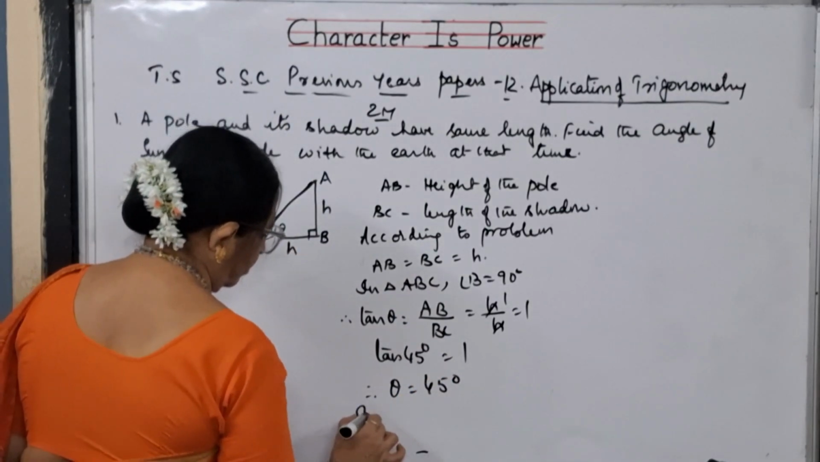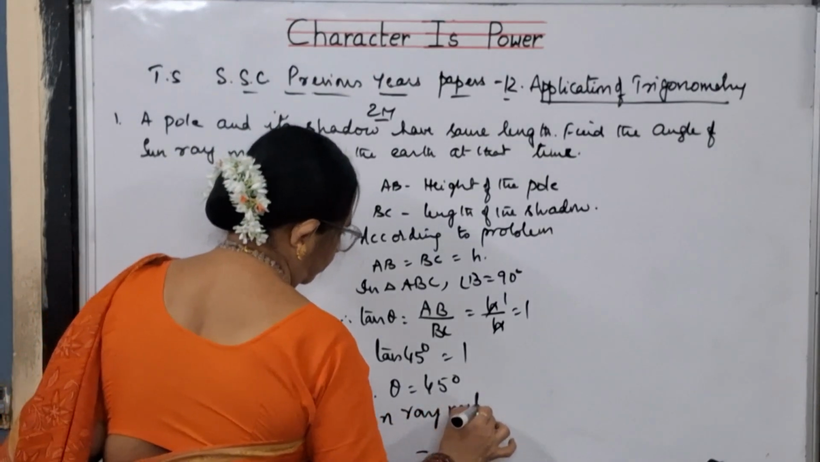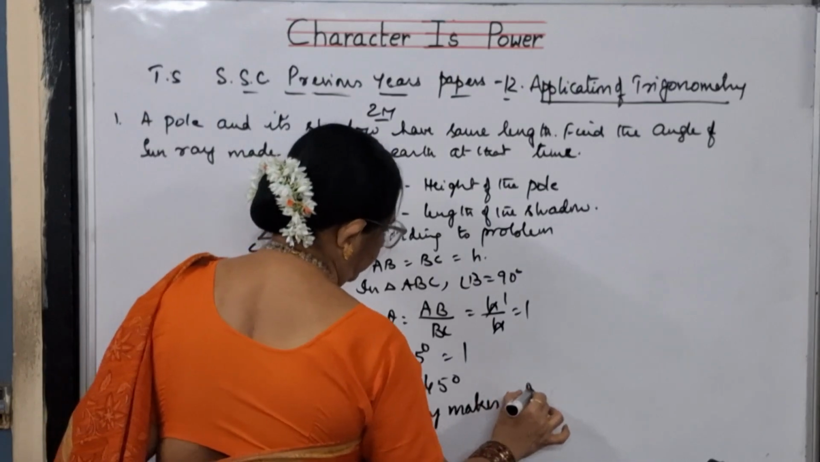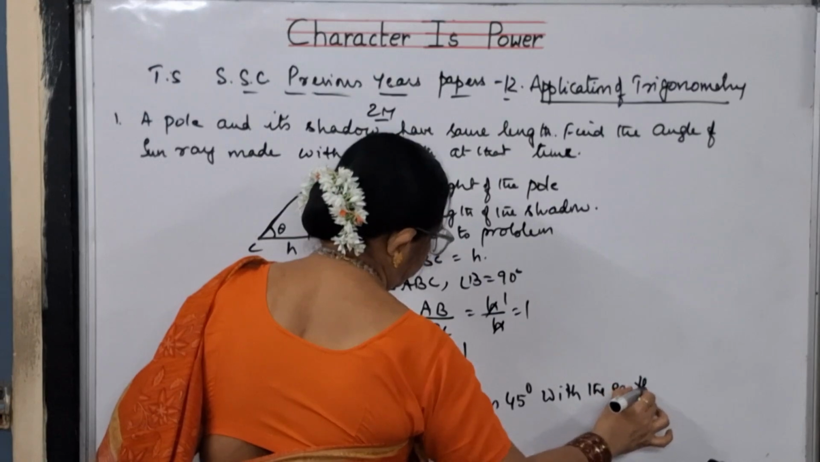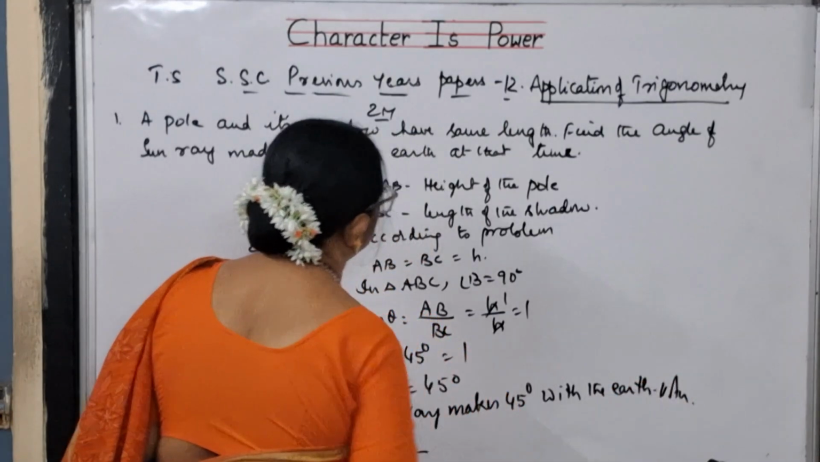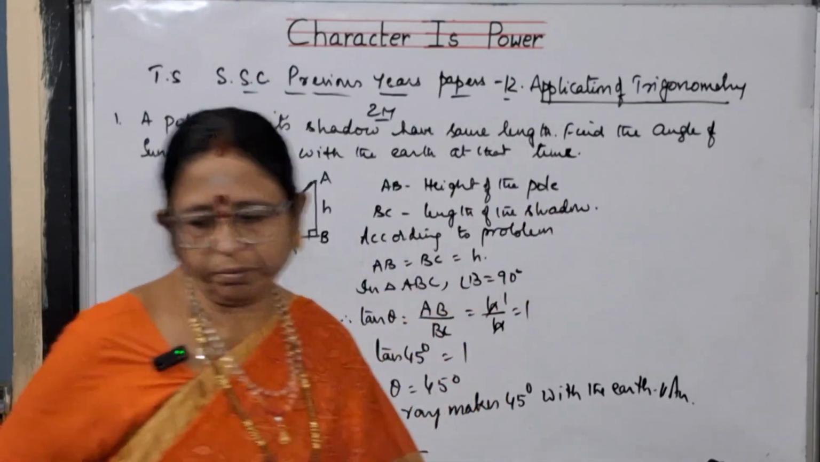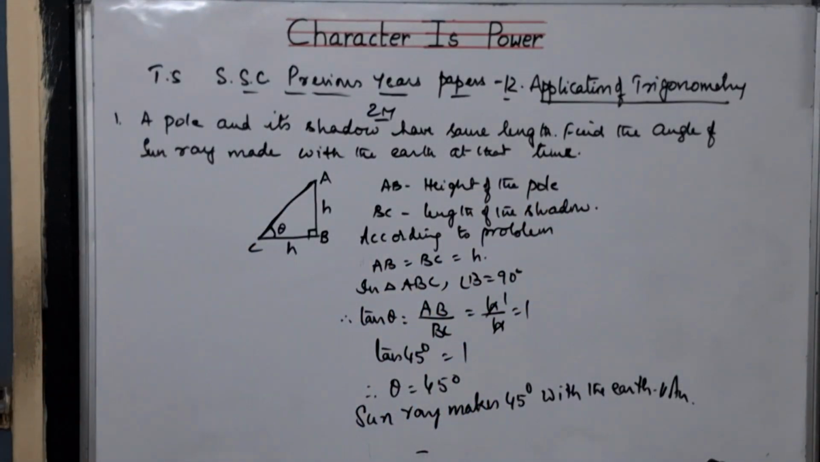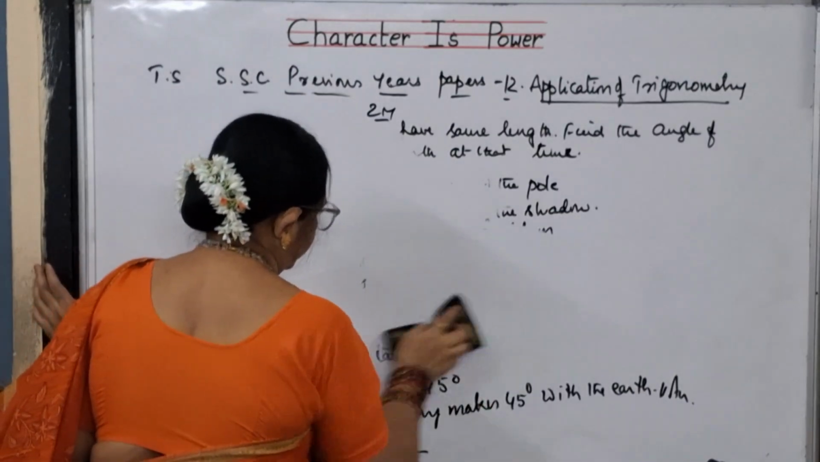That means the sun ray makes 45 degrees with the earth. This is the answer. Write down this, children. This is the first problem. Now, second one.